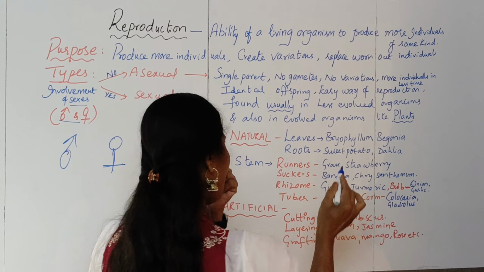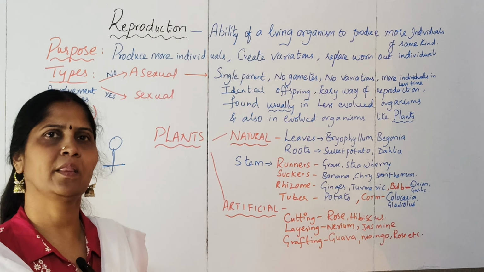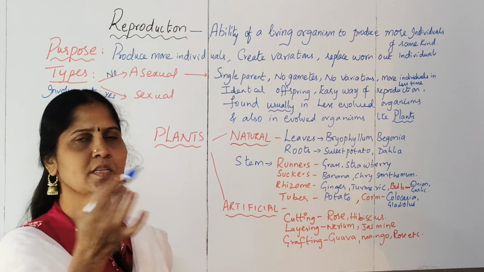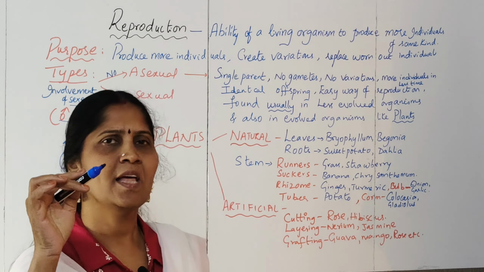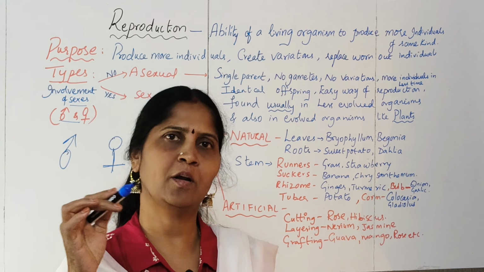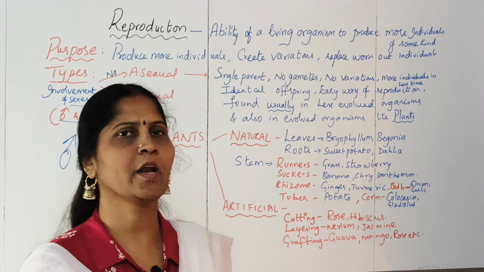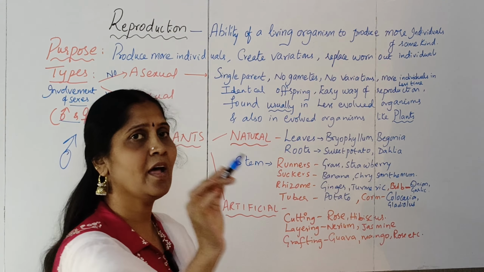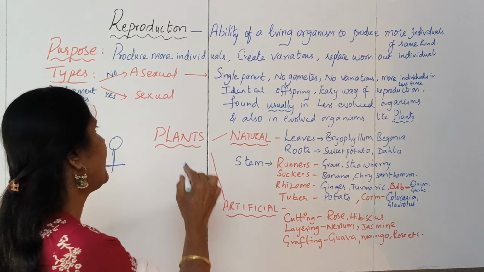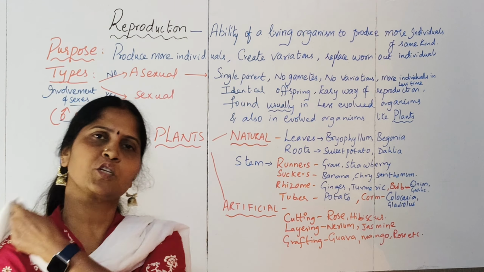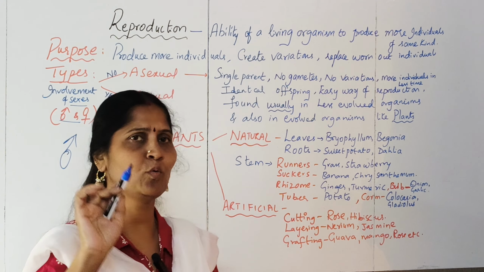Next, it is an easy way of reproduction. Compared to the sexual method, which takes a longer time, this is a very easy way of reproduction. Usually, it will be found among the less evolved organisms, but also among highly evolved organisms like plants, we find asexual reproduction. Talking more about asexual reproduction in the case of plants, we have two types in that.